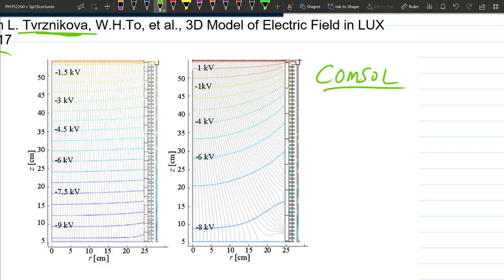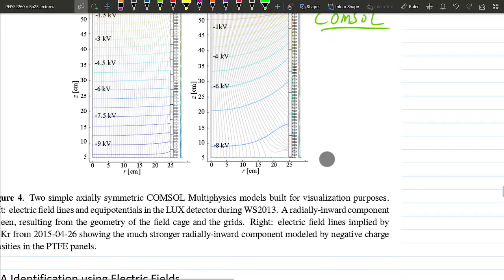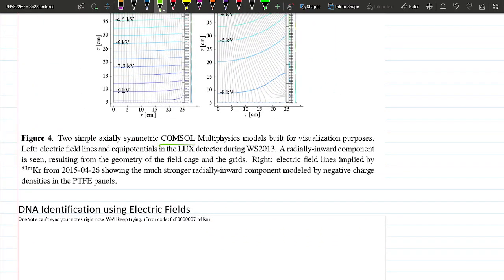This is not just useful in physics experiments. If you're ever designing electronics, circuit boards or computer processors or computer memory, most companies use software called COMSOL to simulate the electric field inside those devices, so that you don't have devices exploding because there was too much electric force on a particular charge. Okay, that's a little blurb about it. We don't have to read through that.